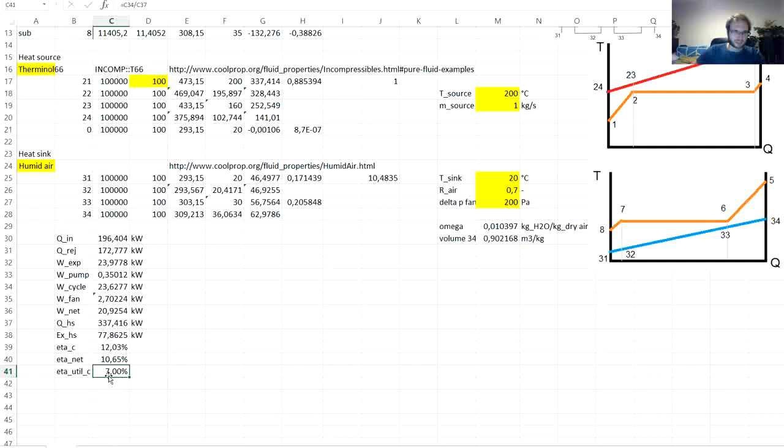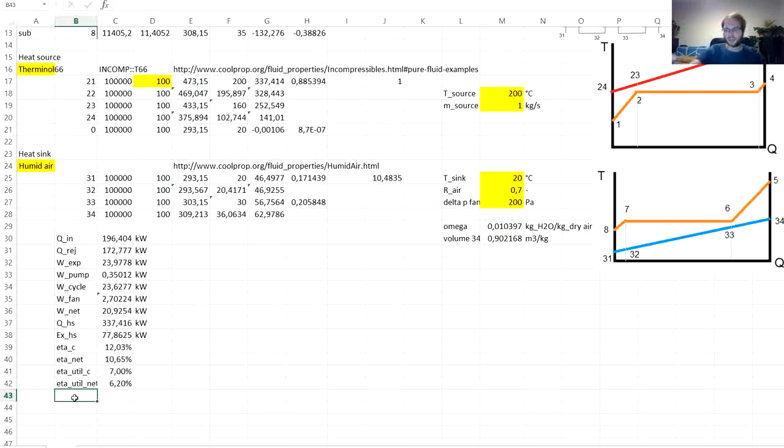So it's only 7% compared to the work of the cycle. The utilization efficiency is obviously lower because there is still a large portion of the heat which is not used. Now if we take the utilization efficiency of the whole system, let's call it net, it will be the net work divided by, again, the heat content of the heat source, and it's just 6.2%.